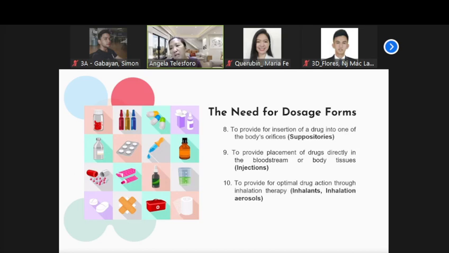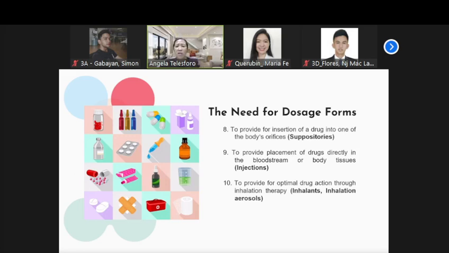Or kung ang patient nag-diarrhea or nagsuka, dehydrated, so we need to give dextrose, and usually it is through IV ang dextrose, intravenous. Diba? Kay maluya og samot ang pasyente. So, case to case, no? To provide optimal drug action through inhalation, especially in asthma.